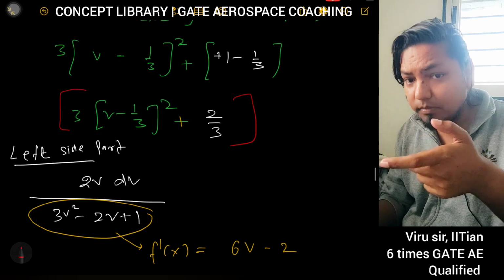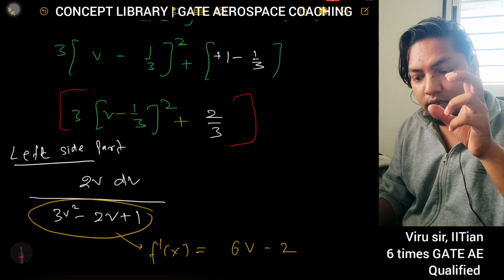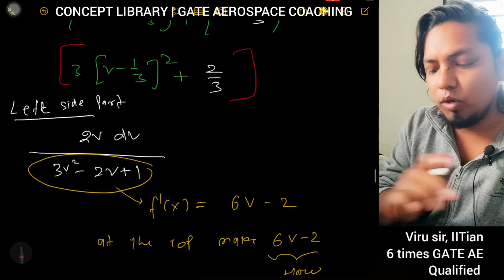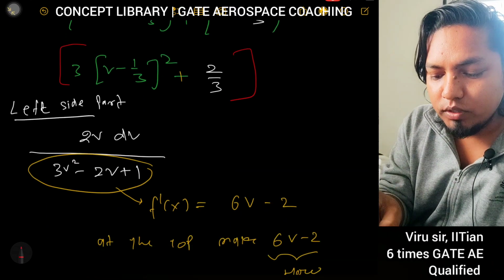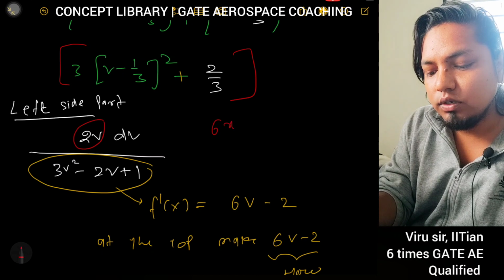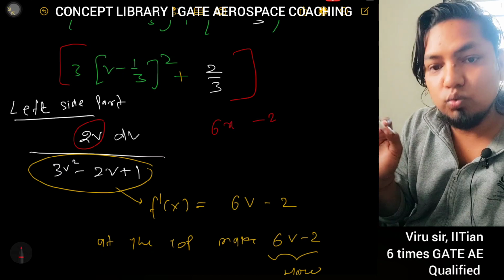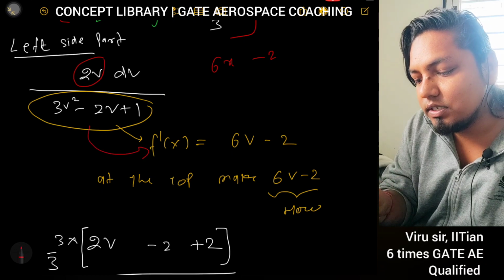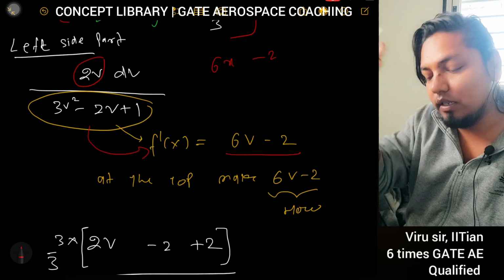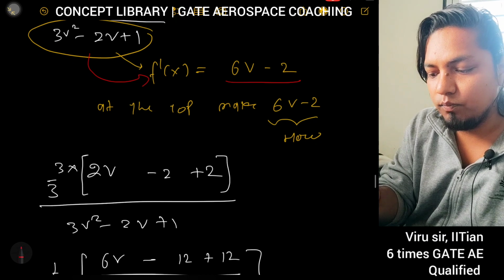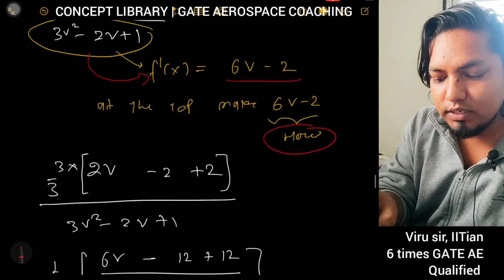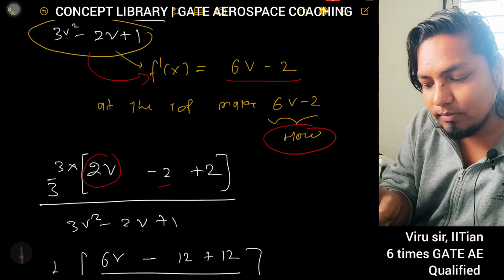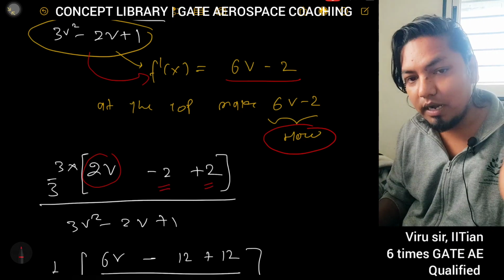Why did I teach this part? Because we have to use this in upcoming steps. Now bother about the left side part. So this 2v, first of all I want to convert this into 6v minus 2 format. So for that what will I do? I told you that if this I will differentiate, 6v minus 2 will come. That's why I want that at the top. But how? So this 2v is there, right? Okay, in that you add here minus 2 and subtract and add plus 2 plus 2.